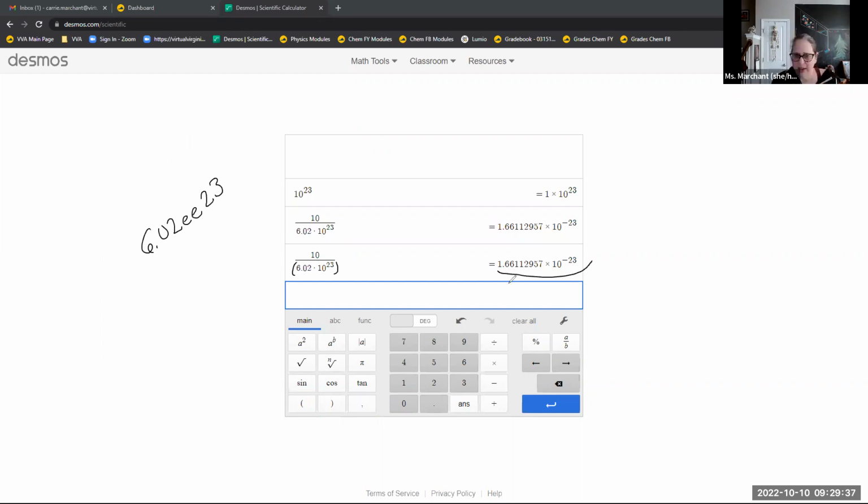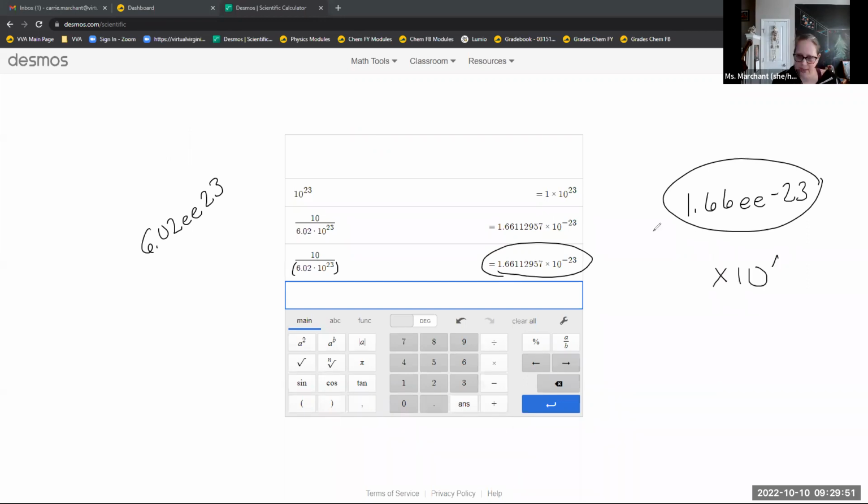If I was typing this in as an answer in Canvas, 1.66 EE to the negative 23 is what you'd have to plug in for Canvas to recognize it. Okay, and that EE just means times 10 to the something. And that was rounded to 3 sig figs.